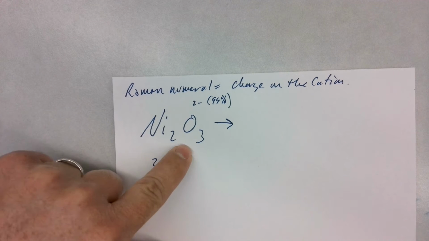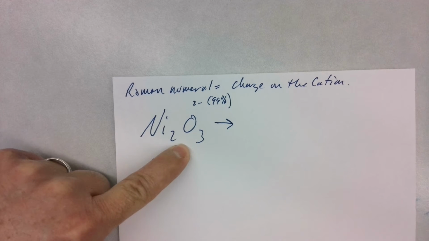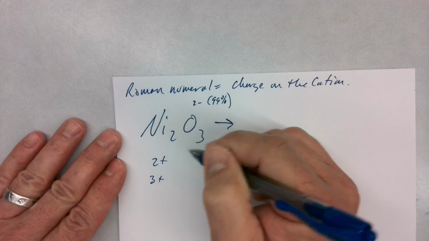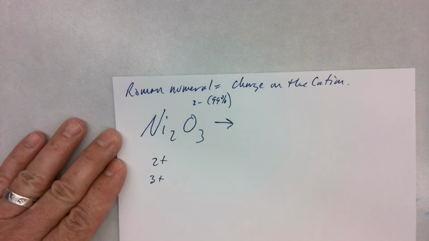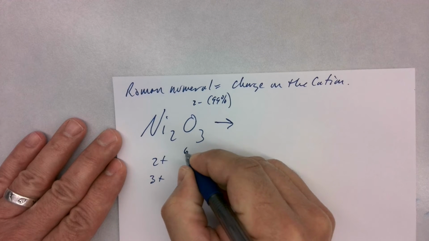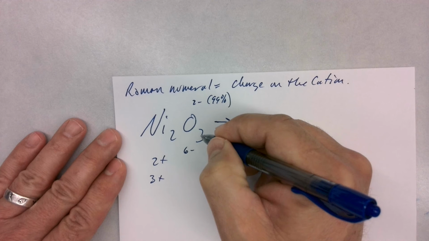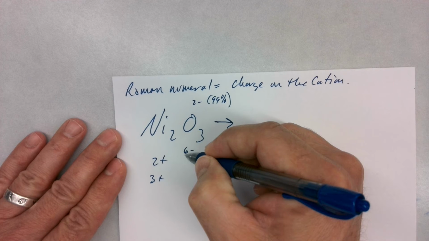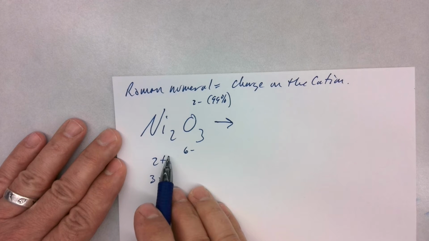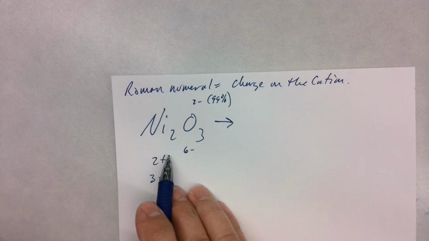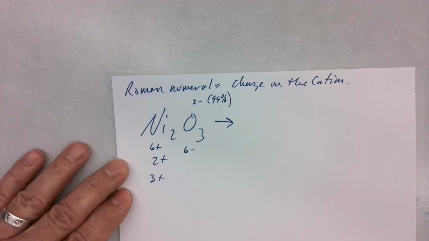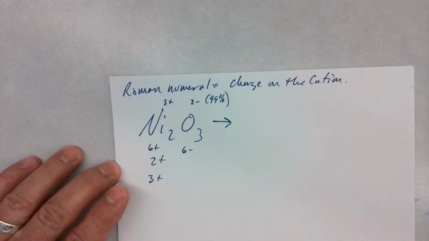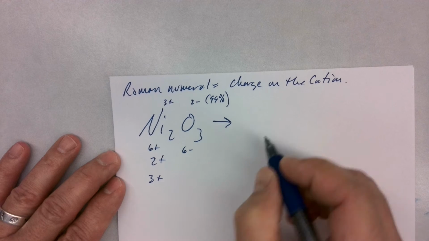Well, how many oxygens do I have? I have 3, which means what is my net negative charge over here? Isn't it a net 6 negative? If there's 3 of them, each of them a 2 negative, doesn't that give me a net 6 negative? Well, what does that mean my nickel has to be? It has to be a net 6 positive, right? Well, if I've got 2 of them, each one must be a 3 positive, right? So when I name this, I would name this what?